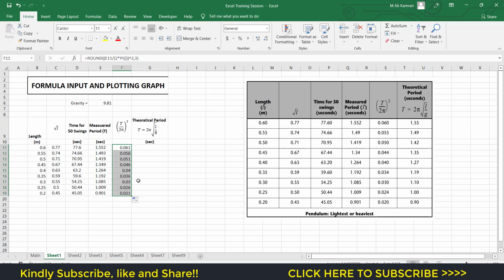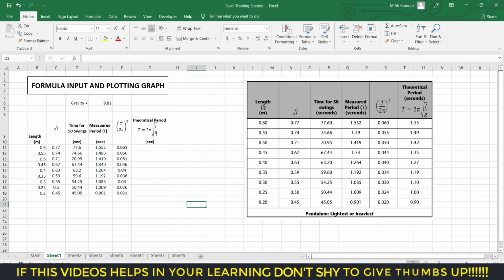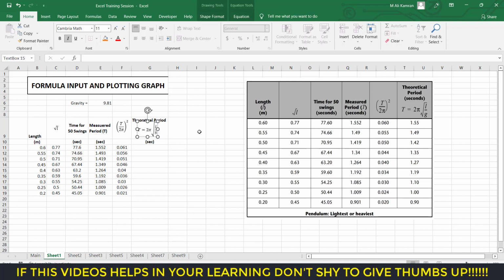So we have all those values, 0.056 and 0.051. These are not the rounded values, right? They are using only up to 3 decimal places, right? So this is t divided by 2 pi whole square, and then the theoretical period. For the theoretical period we need to use this formula. So this is t equals 2 pi square root of L divided by G. This is not 8, this is G, right? Remember, 2 pi L divided by G.